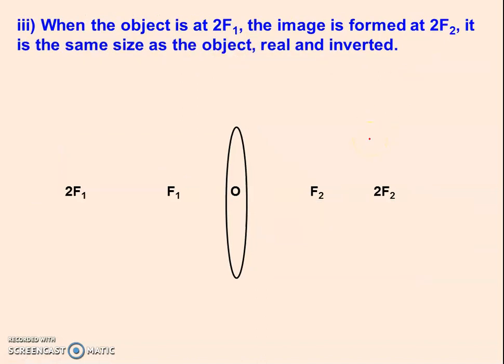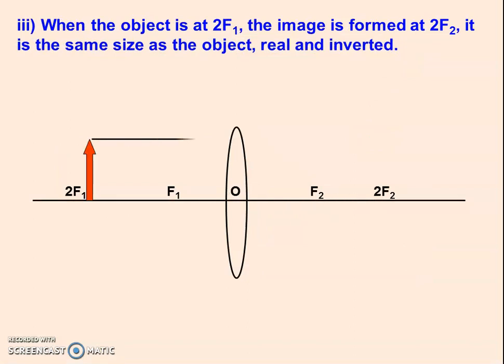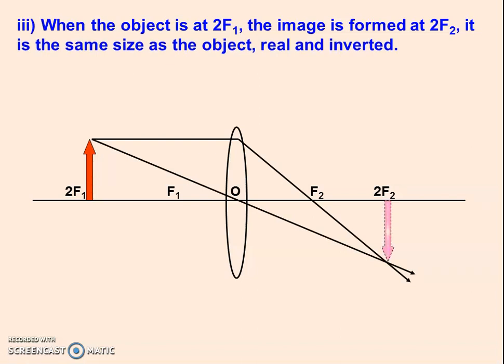Now we are putting the object at 2F. What will happen? The ray parallel to the principal axis passes through its focal point. The second ray passes through its optical center. So the image is formed at 2F. Now the image is equal in size, meaning the same size as the object, real and inverted. Same size at 2F, real and inverted.